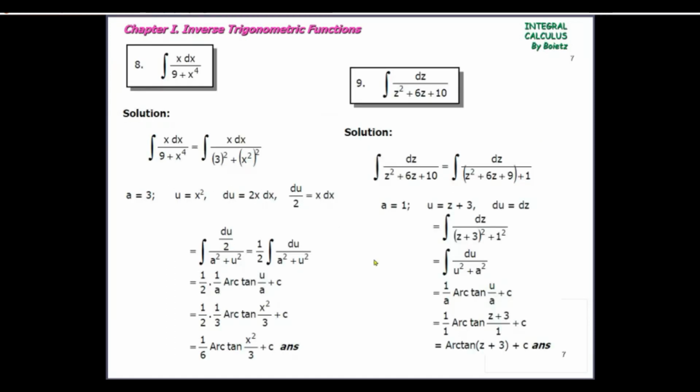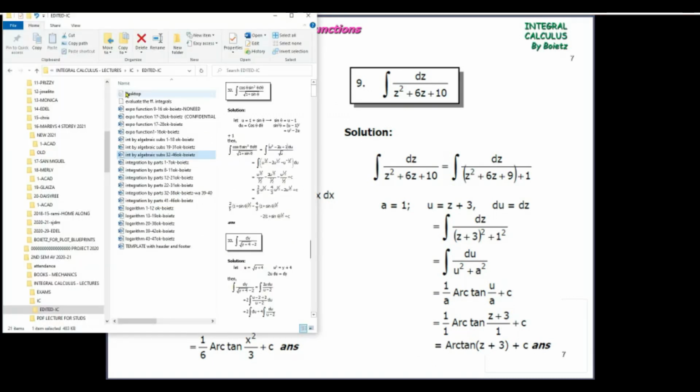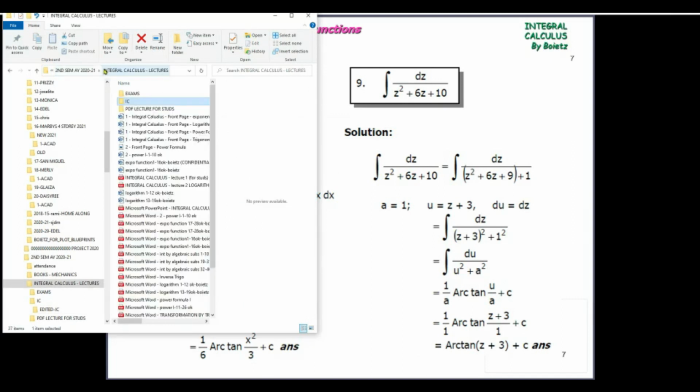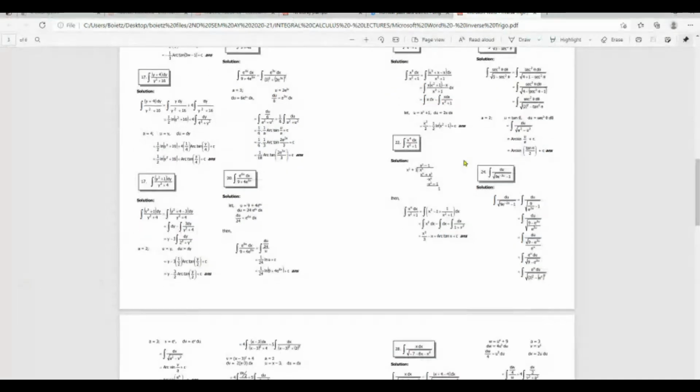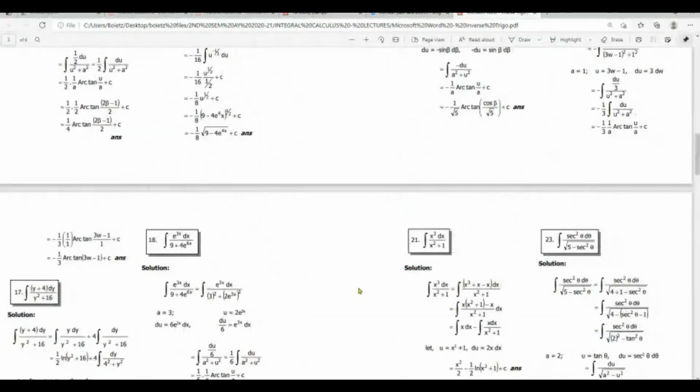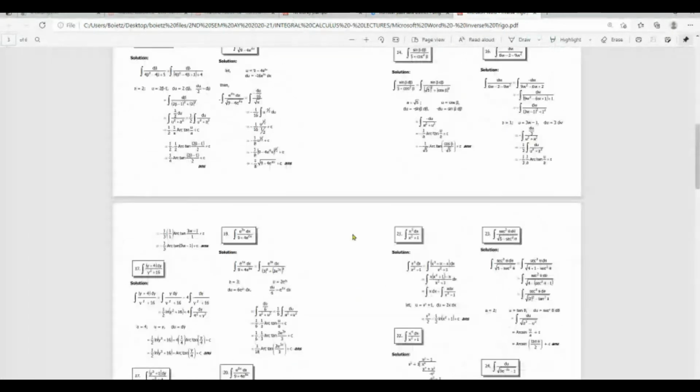Wala na pala. Okay, so let's try to do other problems on inverse trigonometric functions. Pili pa tayo ng mga ibang problem dyan. Actually, yan yung mga binigay ko sa inyo. Okay, so discuss pa natin yung ibang mga problem.